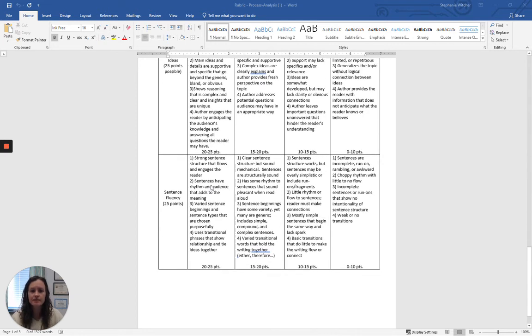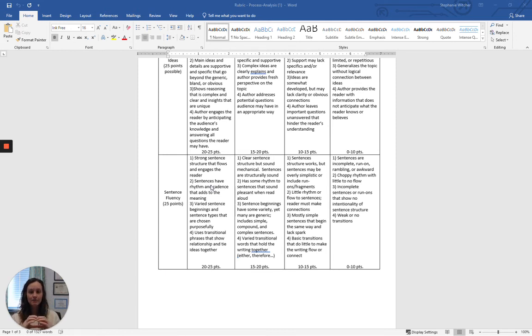The last one is sentence fluency. So what I'm looking for here is you have strong sentence structure that flows. So that is that your sentences flow one to the other, that you have a variety of sentence types. You have short sentences and long sentences. Okay, and then you have varied sentence beginnings. So not all of your sentences start with I or the. We tend to get in this rut where a lot of our sentences start and sound the same way. It's time to mix them up. Make some shorter, make some longer.